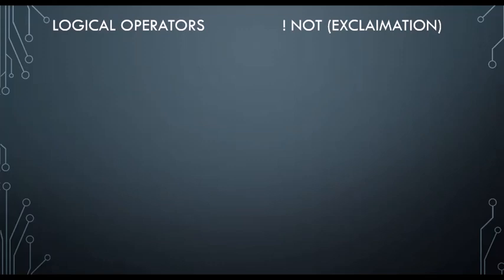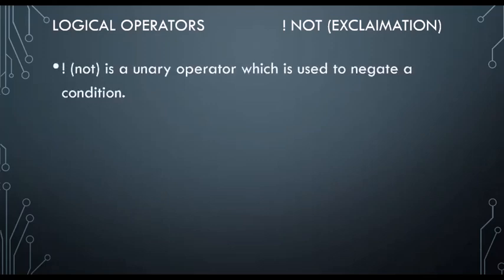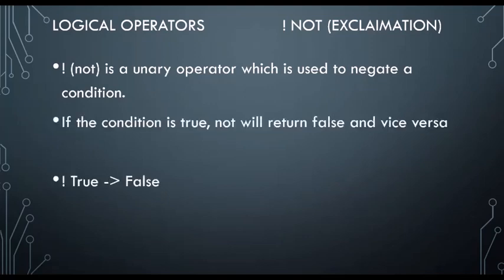Logical operators, the last one is the NOT operator, and the NOT operator is used to negate a condition. That means it gives the reverse of a Boolean. So if the result of a condition is true, it becomes false. If it is false, it becomes true. So not true becomes false and not false becomes true.